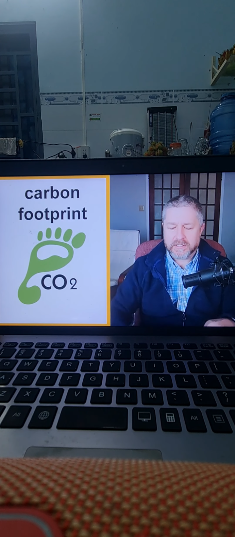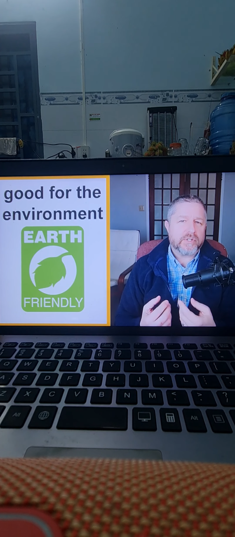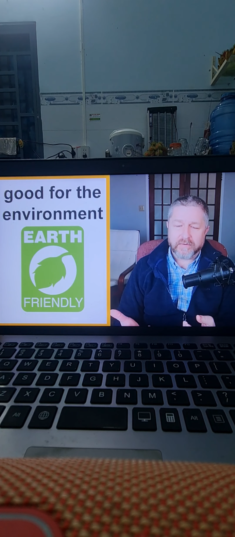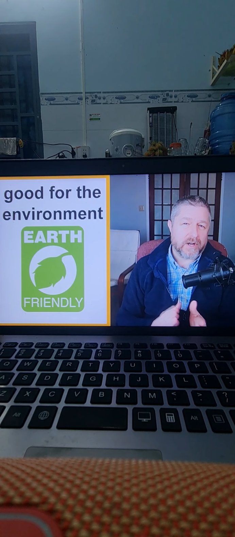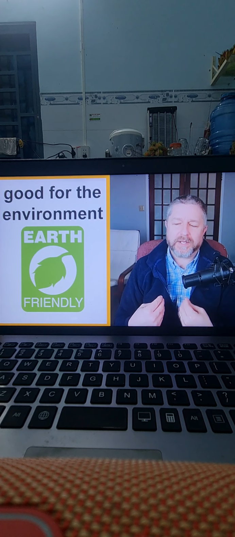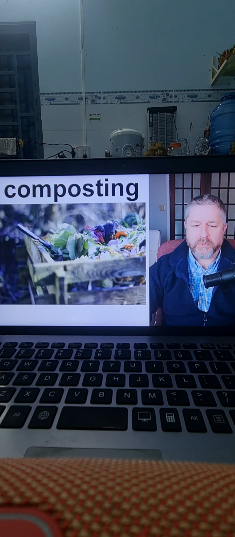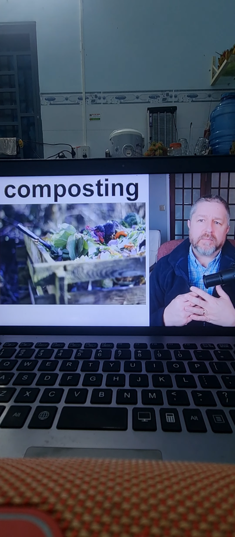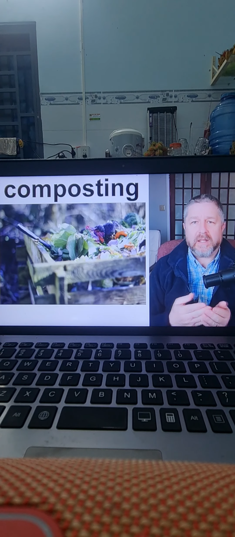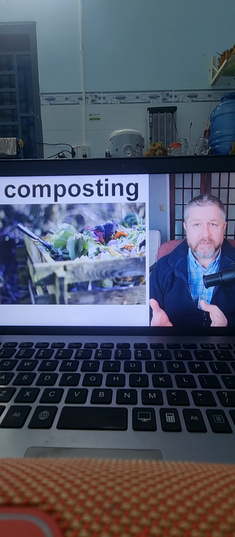When we talk about things that are good for the environment, we say that they are earth-friendly or they're environmentally friendly. We do certain things because they're good for the environment. As much as we just talked about many things that are bad for the environment, there are more and more things every year that humans are doing that are good for the environment. One of those is composting. So we do not put our food scraps in the garbage. We have a separate pail and we call it our compost pail.